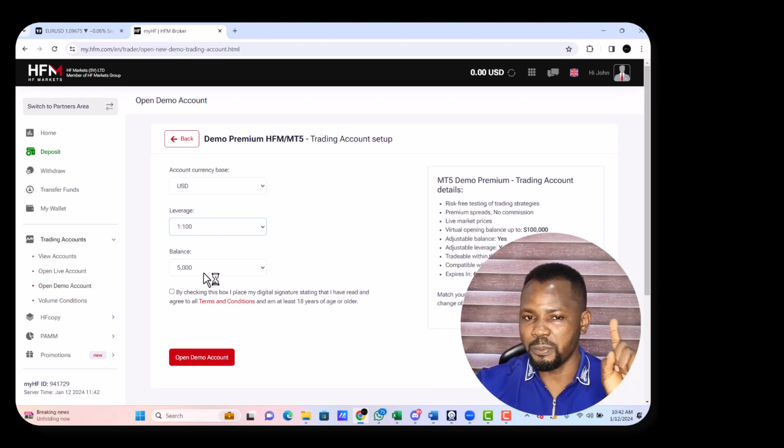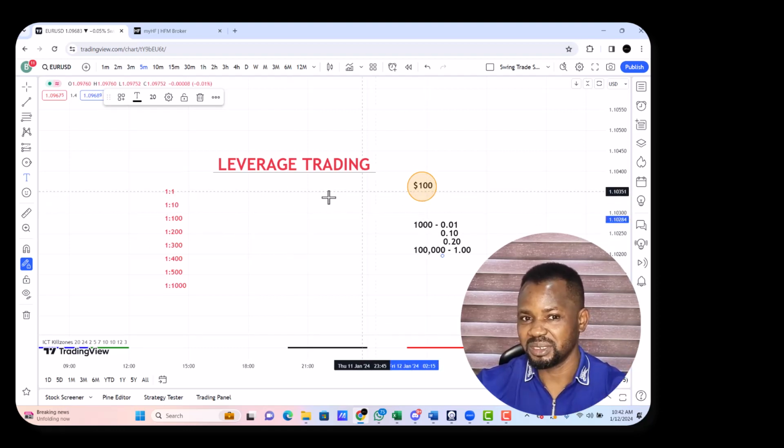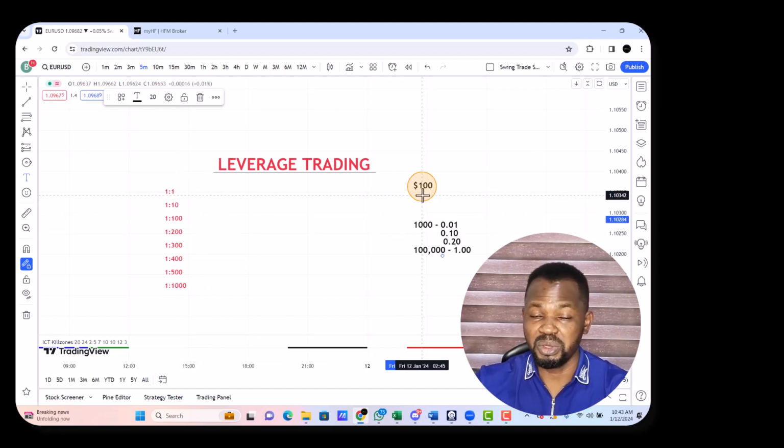And let's say I enter a trade using 0.01, that's 1 pip per... and the market goes against me by 20 pips, I've lost $20, right? Now, if I'm using 1:10, then the market sees me as coming with $1,000, and if I lose 20 pips, I'm only going to lose $2. You see the difference? The more leverage, the more exposure to risk you have. The higher the leverage, the more you are exposed to risk.